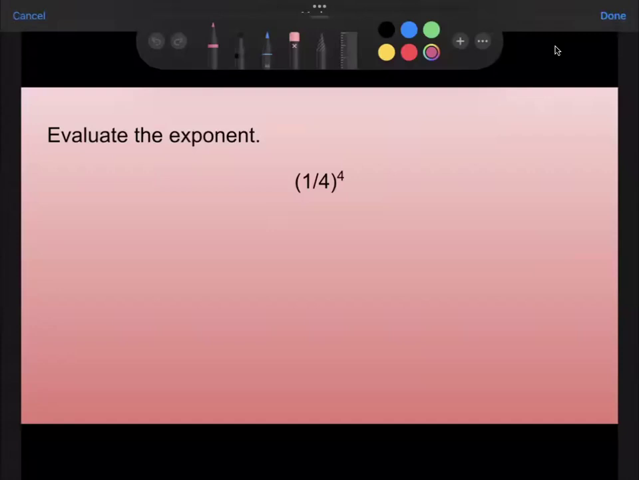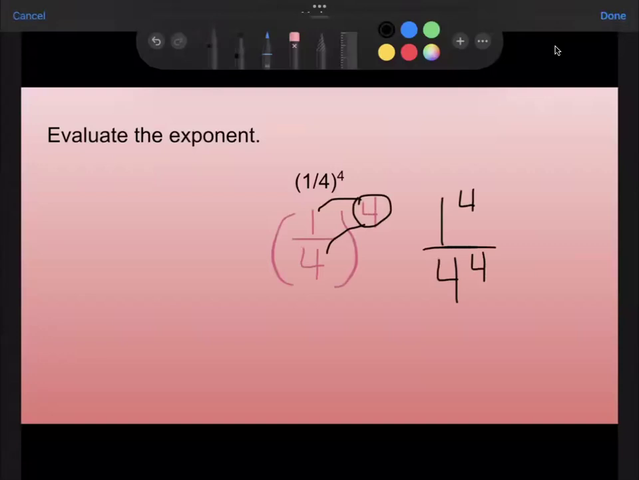Okay, here is our next one. We have 1 over 4. I'm going to rewrite that as 1 over 4 in parentheses to the fourth power. So let's distribute that fourth power to the 1 and to the 4. This becomes 1 to the fourth power over 4 to the fourth power. Well, 1 to the fourth power is 1, that I know. But 4 to the fourth power is a little harder for me to do in my head. So I'm going to write that out as a multiplication expression: 4 times 4 times 4 times 4.